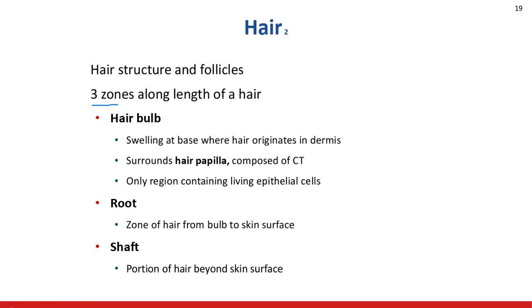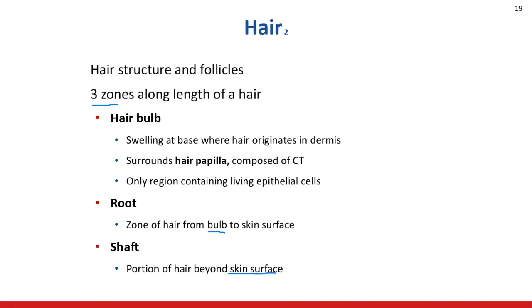I'm going to start with the shaft because that is the most superficial portion of the hair. This is the part that you can see on yourself. So if you look down on your arm or your leg and you see hair coming out of the skin, you're looking at the shaft. That's the part of the hair that goes above the surface of the skin. Then below it, that's the root. That travels from the skin surface down to the bulb.